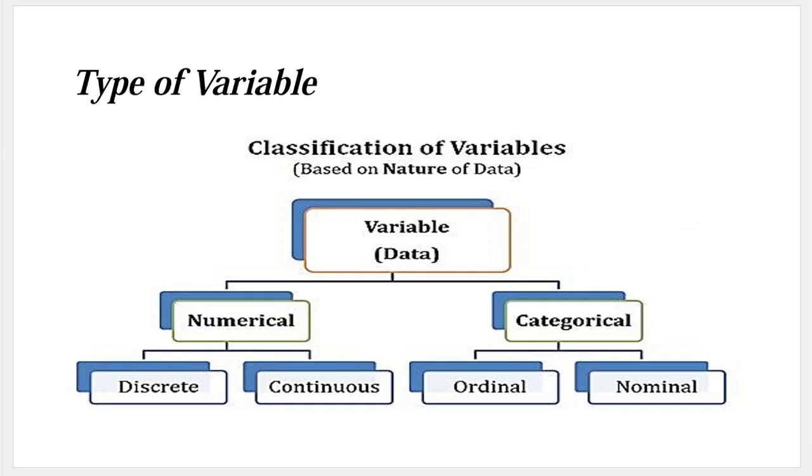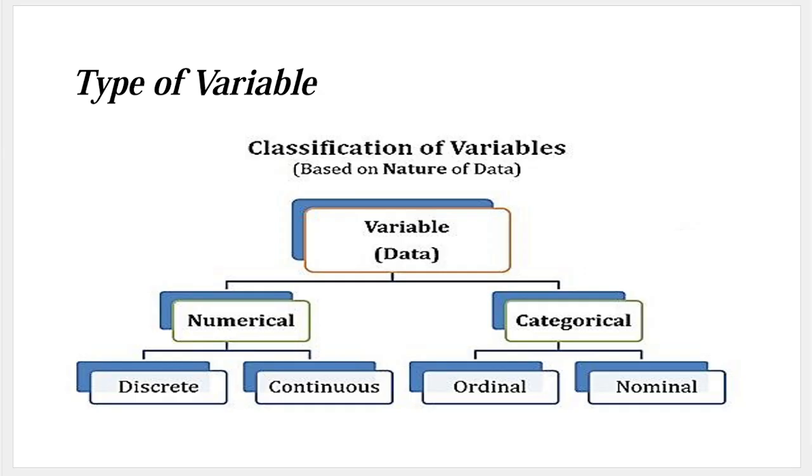Discrete variables, these are countable numbers like number of patients. Continuous variables, these can take any value, including decimals, like weight or blood pressure.